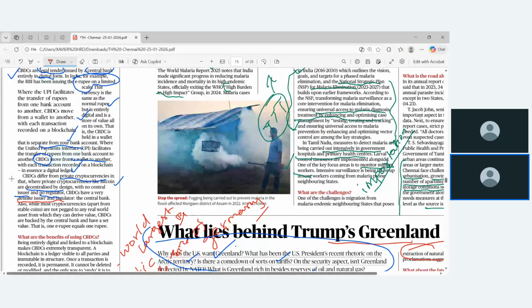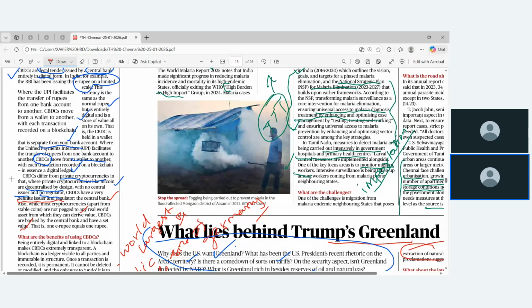The issuer and the regulator both are the central bank, and while most of the cryptocurrencies are not backed by any real world asset from which they can derive value, this is another point related to private cryptocurrencies. But central bank digital currencies are backed by the central bank and have asset value. The normal cryptocurrency does not have asset value, but this one has asset value.